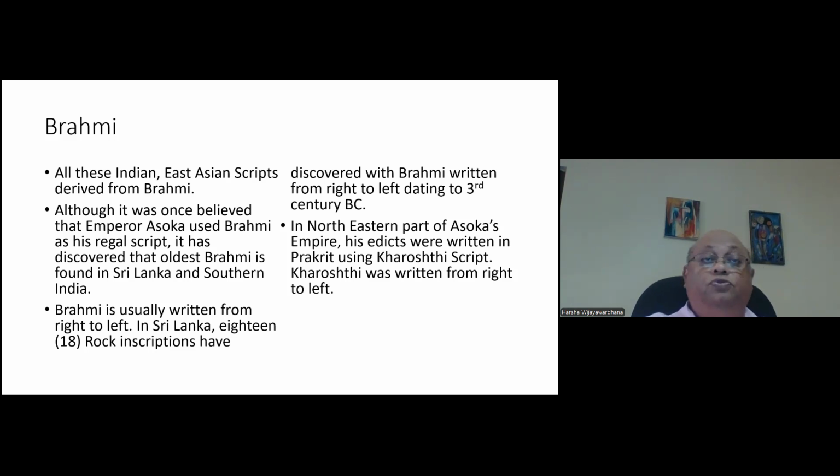As you go towards the Middle East, towards the Persian and also Babylonian area, that Middle Eastern area, before Ashoka's time they used Aramaic. Aramaic is actually written from right to left.